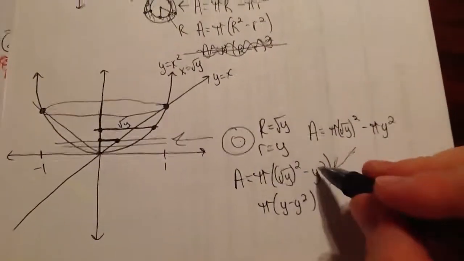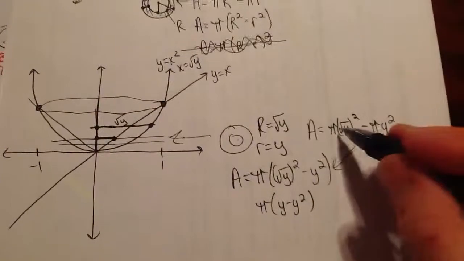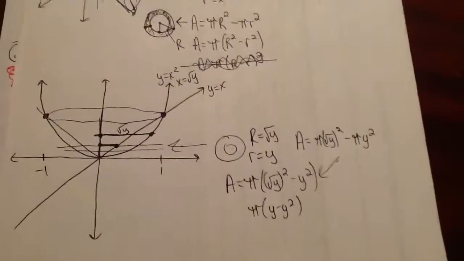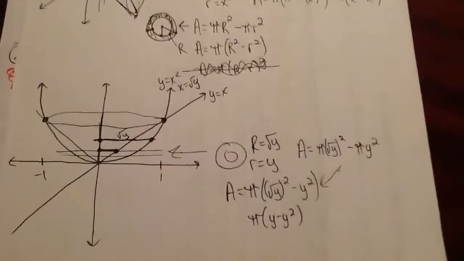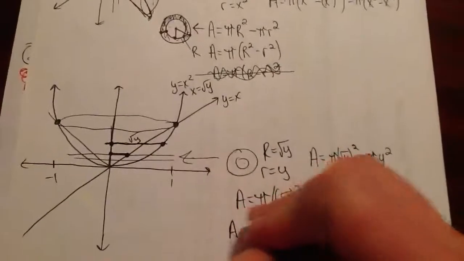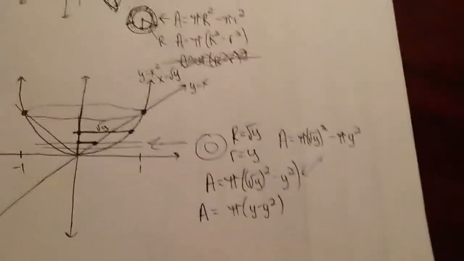So if you're not feeling this, or if you're tempted to square that whole thing, just do that one extra step. It's not that big a deal. It's like an extra 5 seconds, just to be safe. So my area then is pi times y minus y squared.